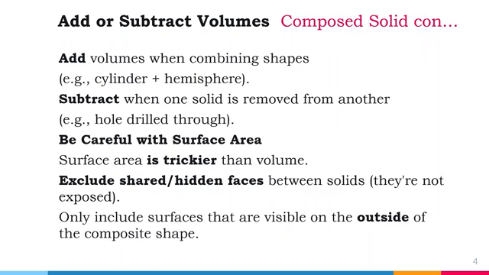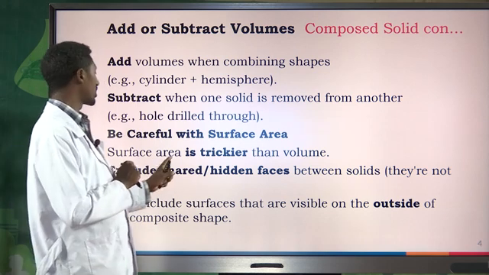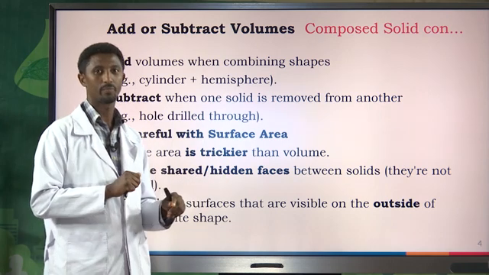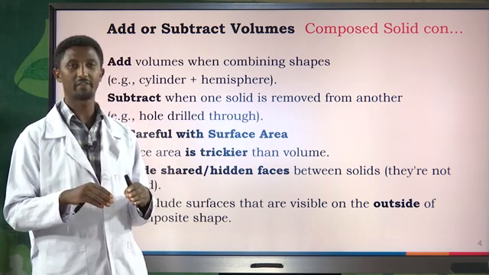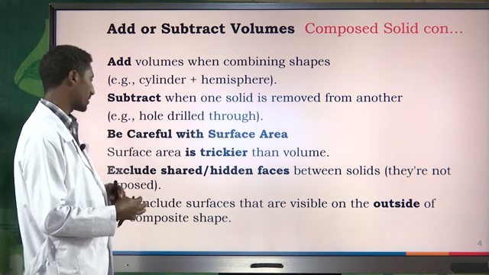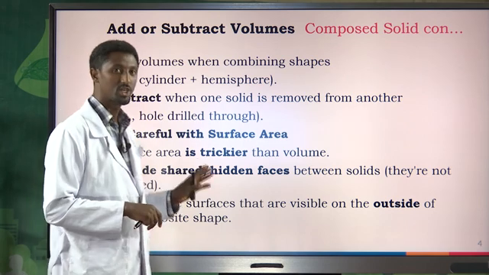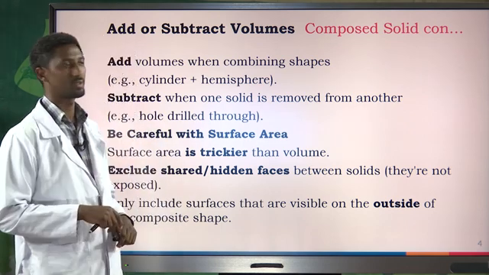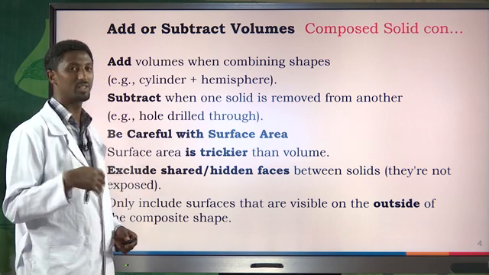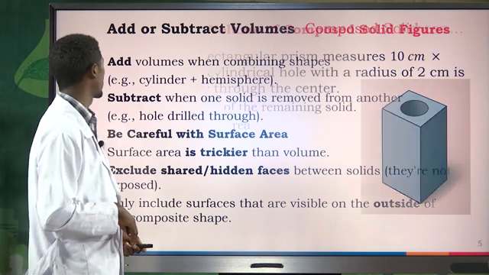But in case of surface area, it's more complicated than the volume, so it needs great attention. Exclude shared or hidden faces. When two solid figures share the same face, we'll exclude it. Only surfaces that are visible on the outside of the composite shape must be considered. So having these ideas, we'll try to compute the volume and surface area of composite solid figures.